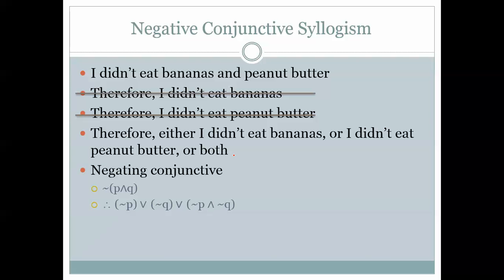Here's sort of what it looks like. It's not the case that both P and Q. That's a negative conjunctive proposition. What can you conclude? You can conclude either it's not the case that P, or it's not the case that Q, or it's not the case that both, not P and not Q. Really, there should be parentheses around here, but that's not a big deal. All right, so those are the things that we're going to be talking about.